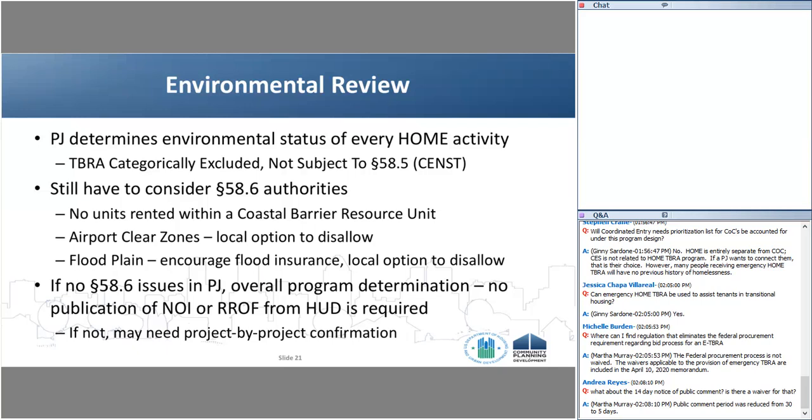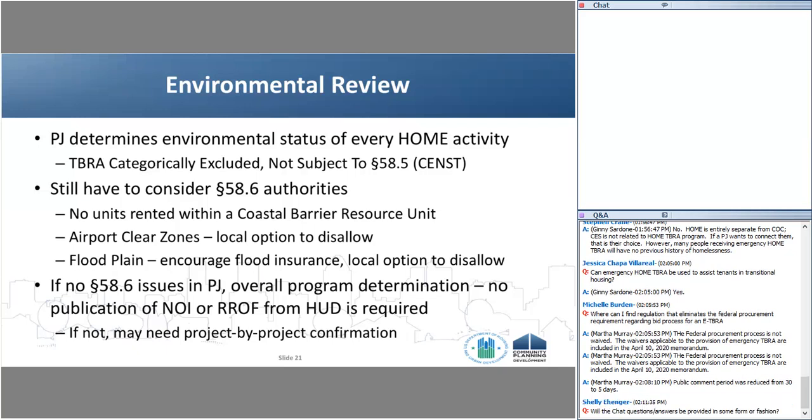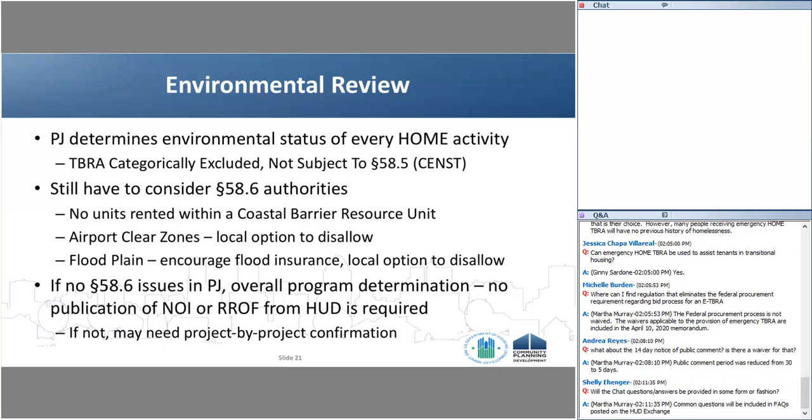If not, if you've got coastal barrier units in your jurisdiction, you may need to do project-by-project determinations, but again, this should not be a huge barrier for most of us. On the whole, the bottom line is environmental review is a step we still have to address. It's one we should address early and proactively, and the best news here for most of us is that in terms of a TBRA program, environmental review is unlikely to be a heavy lift.